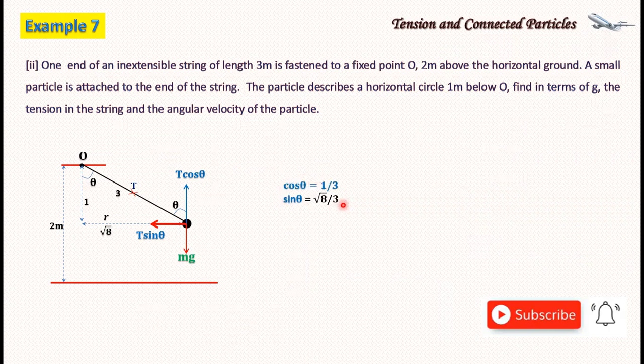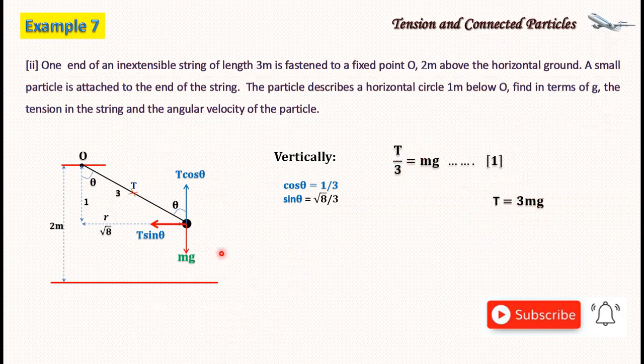So from Pythagoras, we have this triangle to give us cos theta, which is equal to 1/3 (adjacent over hypotenuse), and sine theta is √8/3. For the vertical component, we have T cos theta equals mg. So T times 1/3, which is T/3, equals mg, and T will be equal to 3mg.